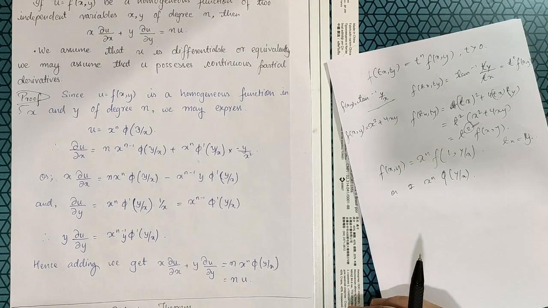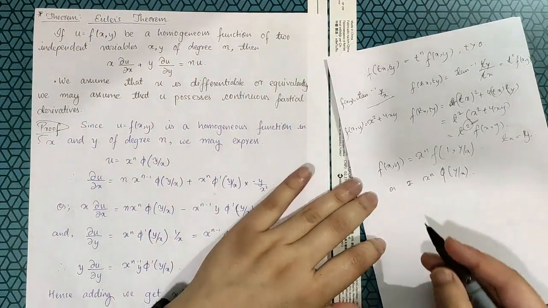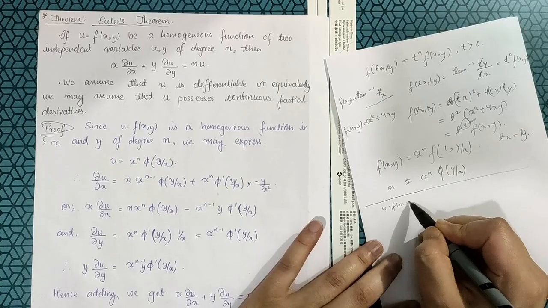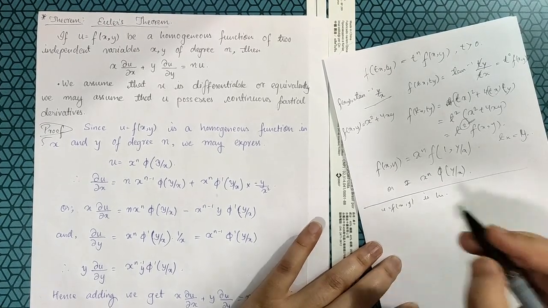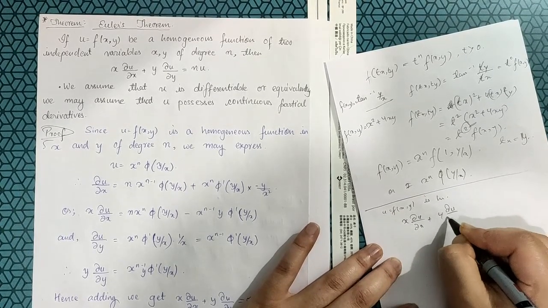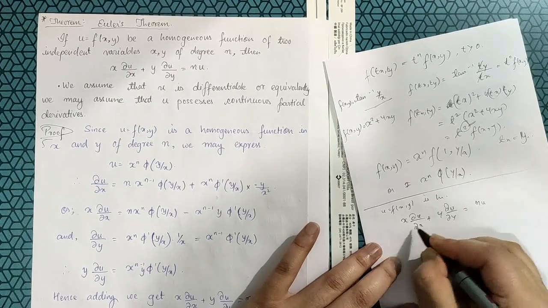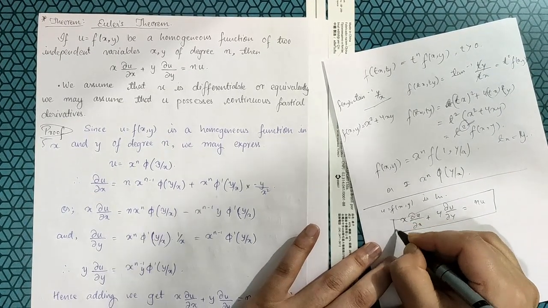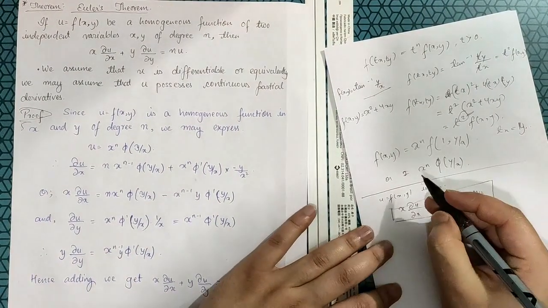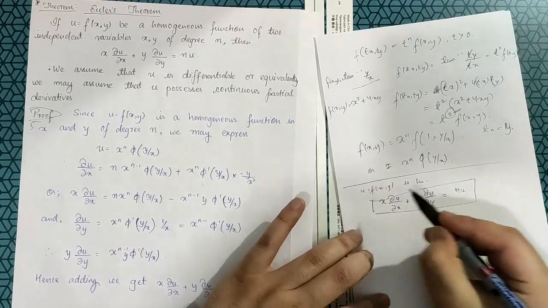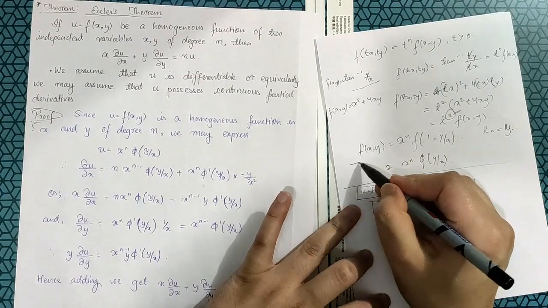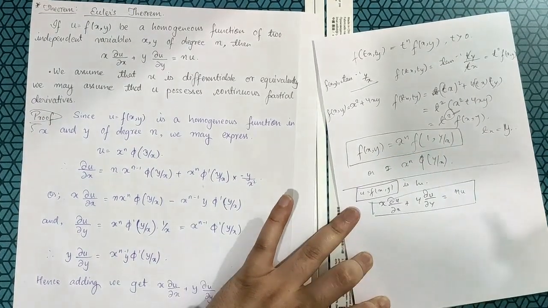So we now try to prove the theorem. What does the theorem say? The theorem says if u, which is f of x y, is homogeneous, then x del u by del x plus y del u by del y is equal to n u. So this is the relation that Euler's theorem gives. So let us understand what we have. We have that u, which is f of x y, is homogeneous. So if this is homogeneous, then it will follow this convention.